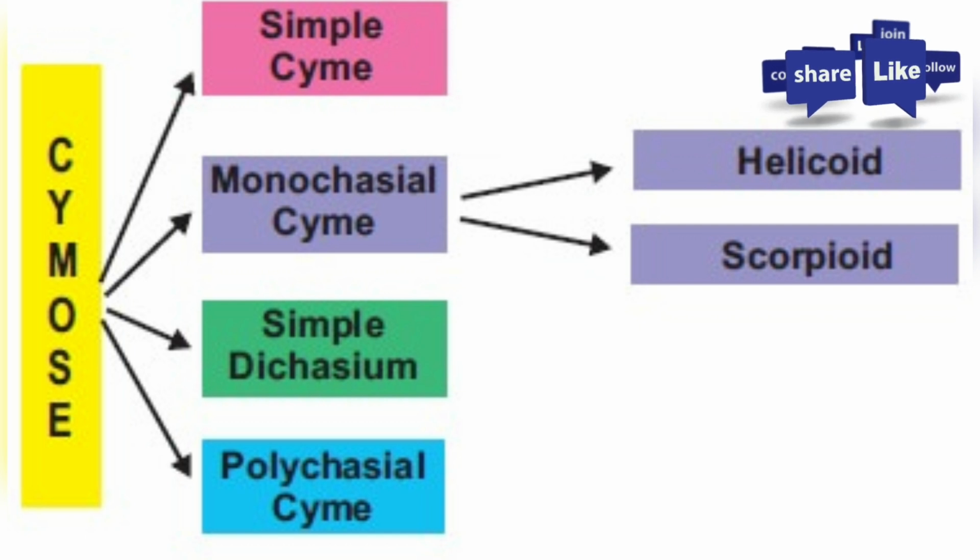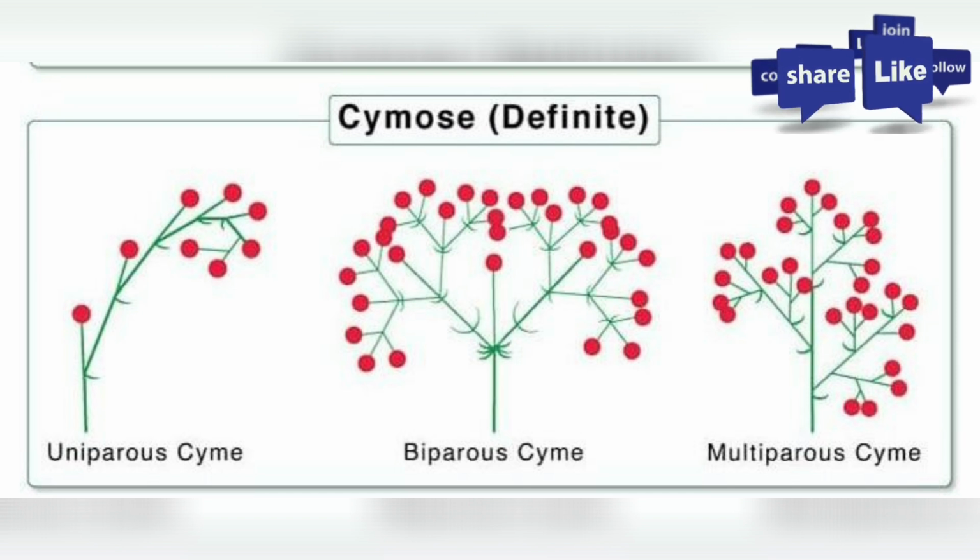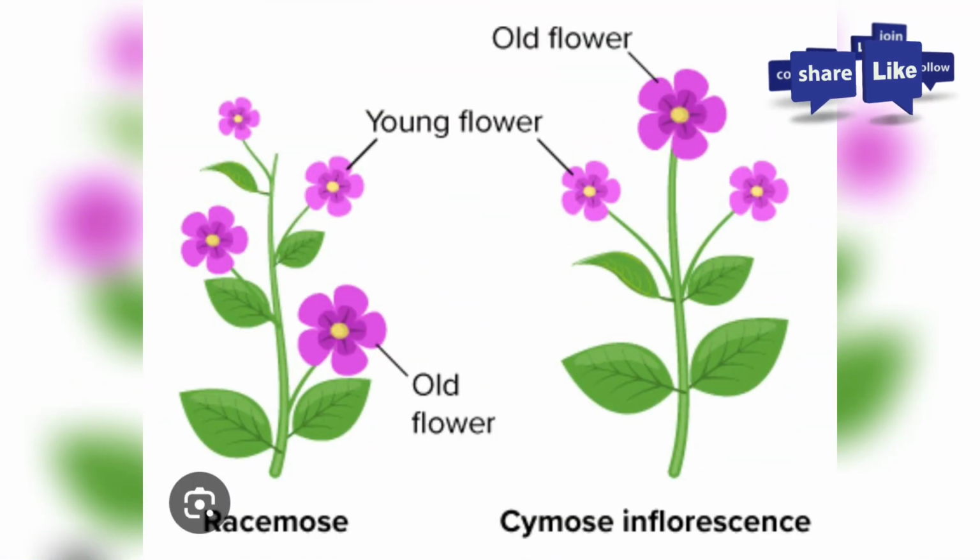What is cymose? The main axis terminates in a flower. Flowers are borne in a basipetal manner. It is called cymose. Night jasmine, drosera and begonia are examples of cymose inflorescence.